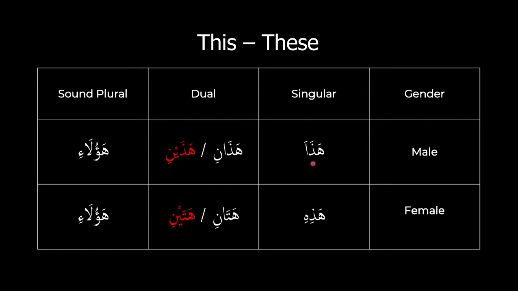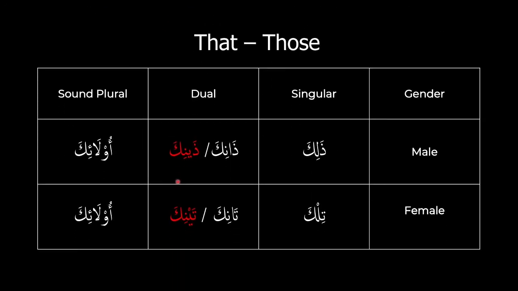So this would mean this, this would mean these two, and this would mean these when referring to three or more. And memorizing this chart is going to be really helpful in the future, so I definitely recommend it.